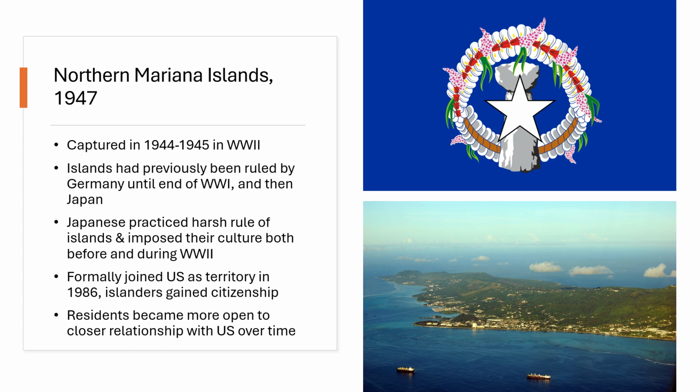The islands formally joined the U.S. as a territory in 1986, in which the islanders gained citizenship to the United States. So they gained citizenship as they officially became a territory of the U.S., although they had been occupied for 40 years earlier. But studies show that over time, the residents of these islands want to be more integrated to the U.S., not less integrated. So this is a form of American imperialism that you could say is more democratic and more ethical.